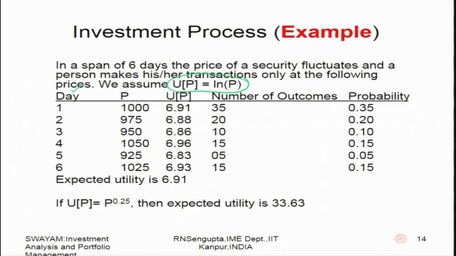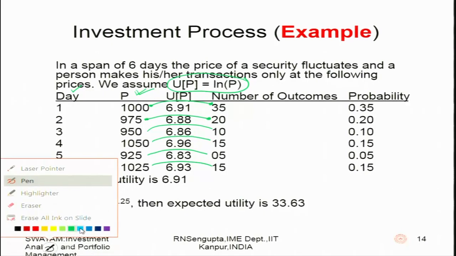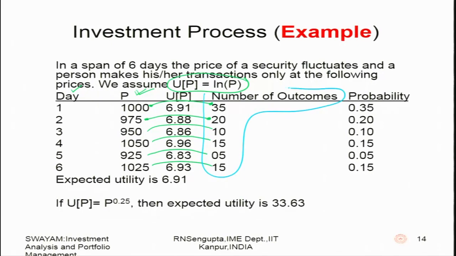We assume 6 days' prices, just a simple example. The days are given in the first column. The second column gives the end of the day prices, and I assume that if I keep taking snapshots of how the prices fluctuate, I find that out of 100 days, 35 of them are cases where the ending price is 1000. Similarly, 20 out of 100, the ending price is 975. Similarly, 950 being for 10 days, 1050 being for 15 days, 925 being for 5 days, and 1025 for 15 days. So these are the number of outcomes which I consider, the total being 100.